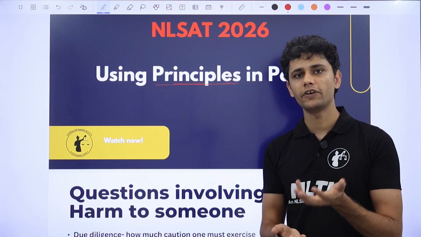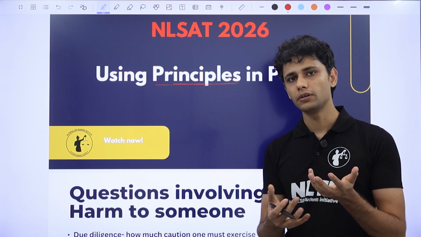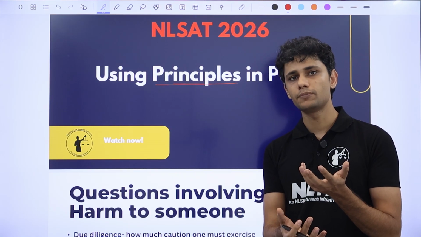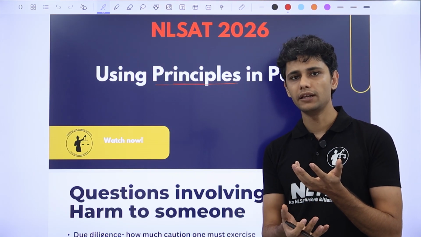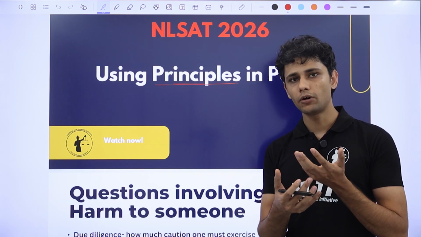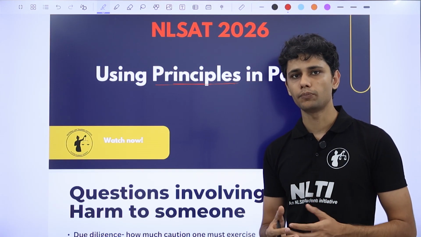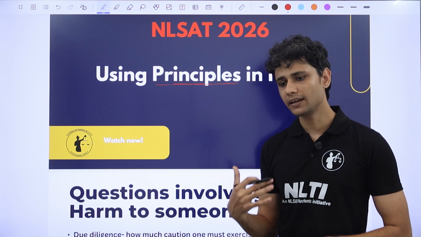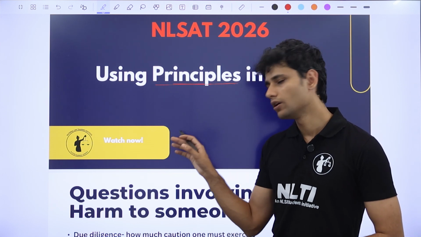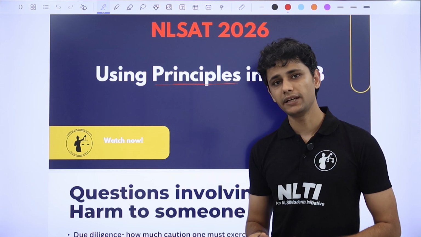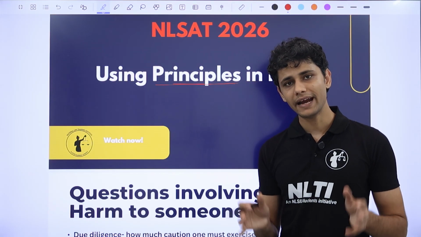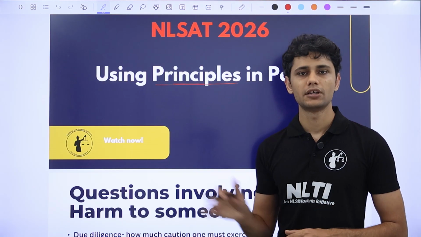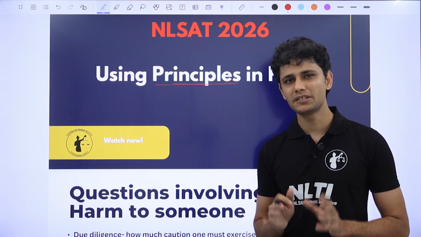That by itself will not fetch you marks, but how good your grasp is of the basic principles which form the basis of that legal concept is more important. So for example, if you are not able to explain a certain legal maxim like volenti non fit injuria, it's completely okay so long as you know the idea behind it and how that concept works through principles. So in this session I'm going to walk you through some basic principles.